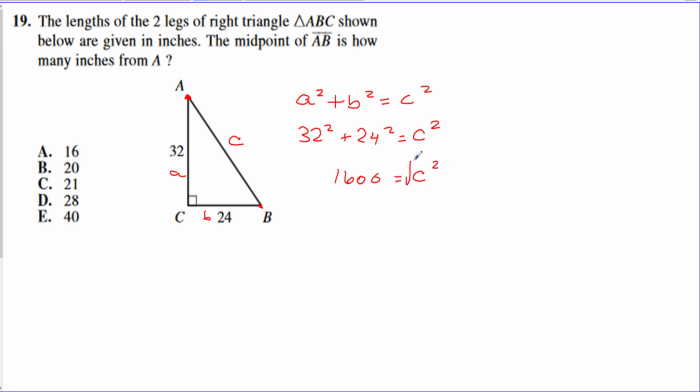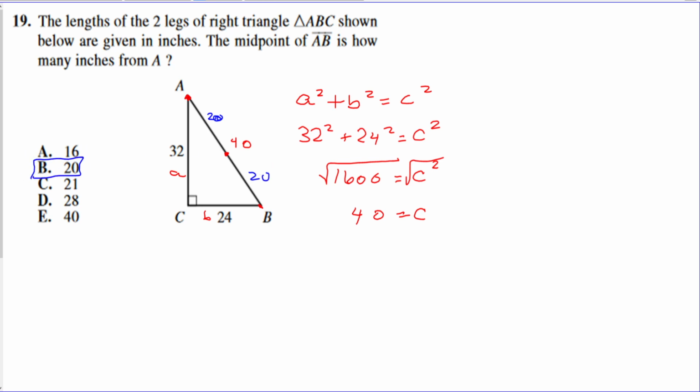And then we just want to square root both sides. So if you take the square root of 1600, you get 40 for the value of c. And so what that means is that this AB length is going to be 40 total. Well, it says the midpoint of AB is how many inches from A. The midpoint is halfway between A and B, and that's going to split this 40 up into a 20 and a 20. So 20 is going to be the distance that A is from this middle point. So that would be choice letter B.